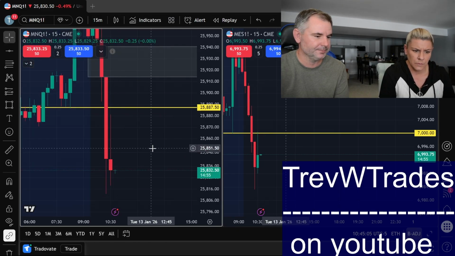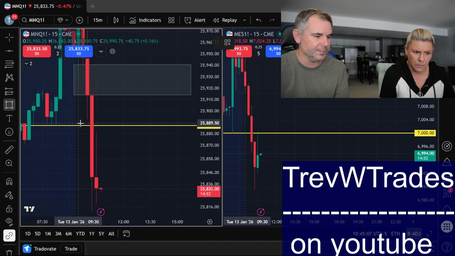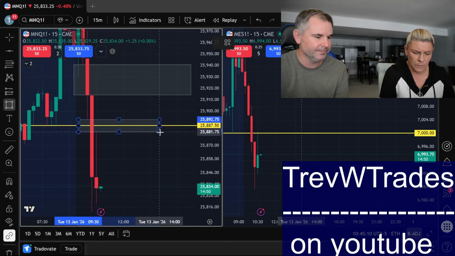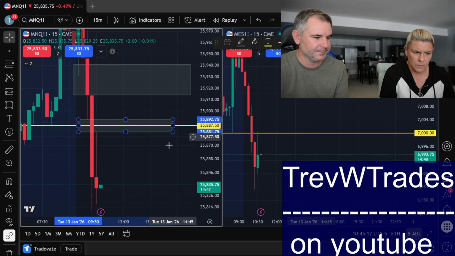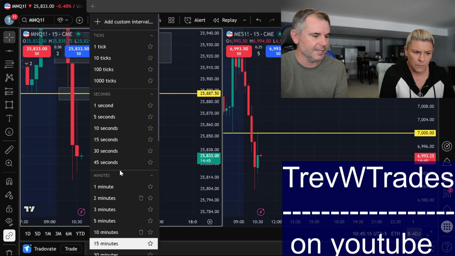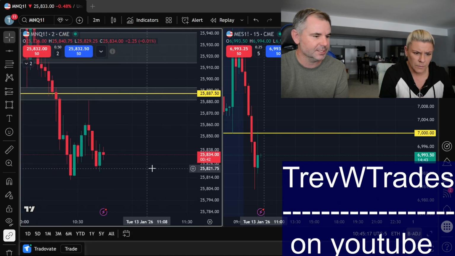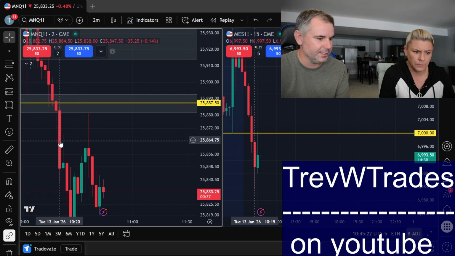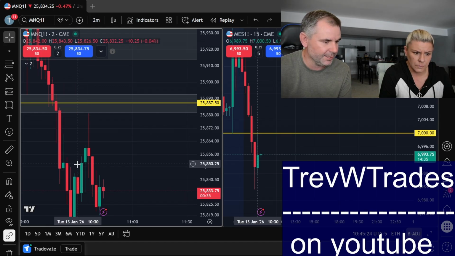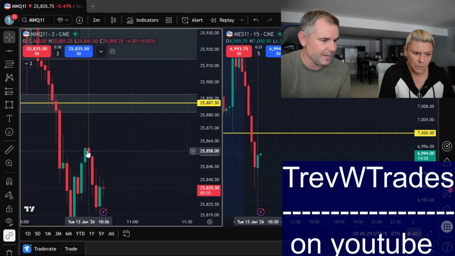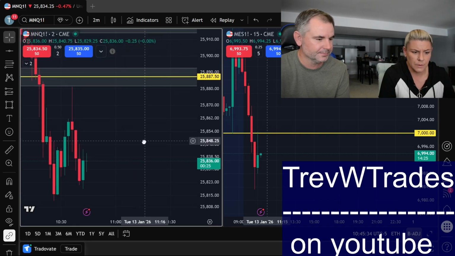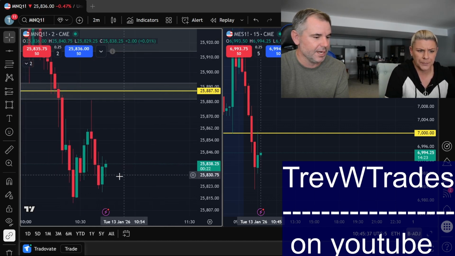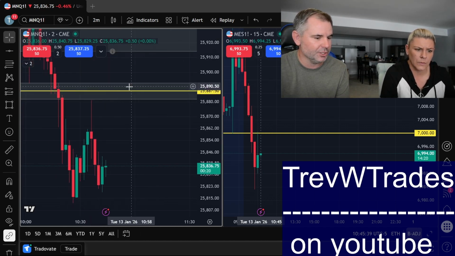So if we go back to the 15 minute, let's draw out this gap so we can see it on the smaller time frame. When we go down to the smaller time frame, we can see what made the gap. This candle opened right here because it's 10:30. It came up, that was the top, the upper wick. And then we dropped.